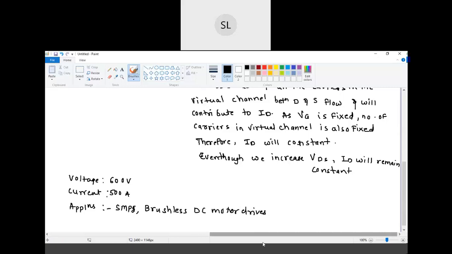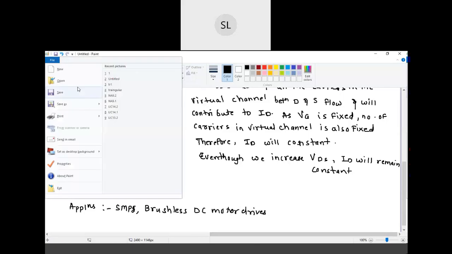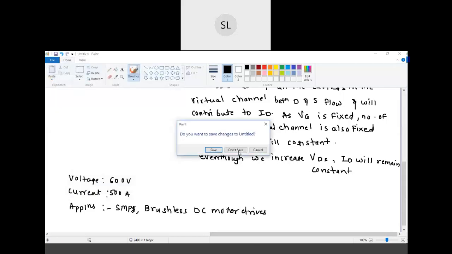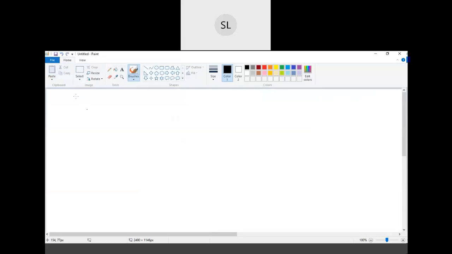So the next type of device that we are going to study is the IGBT. IGBT is the insulated gate bipolar transistor. It is a combination of a power MOSFET and a BJT.